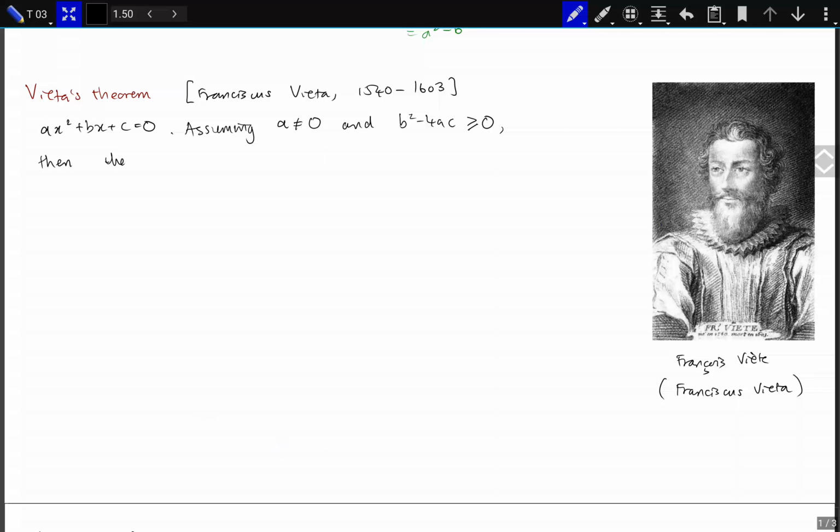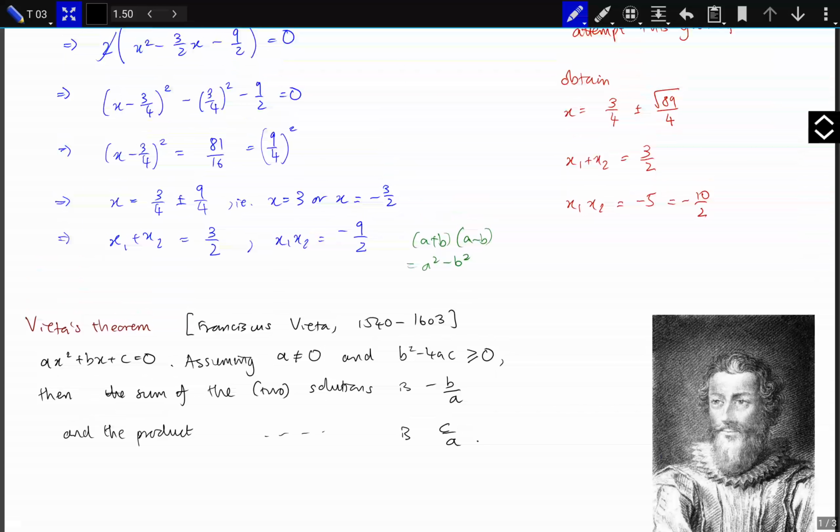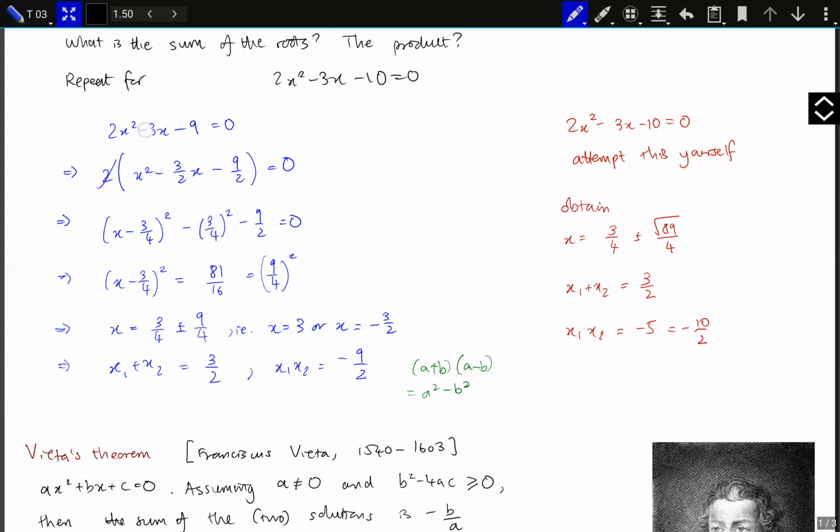the sum of the solutions is minus b over a, and the product is c over a. If we look at our examples above, in both cases, 3 over 2 is indeed minus b over a, similarly here. And in our second example, we change c from minus 9 to minus 10, and in both cases we get minus 9 over 2 and minus 10 over 2 for the product.